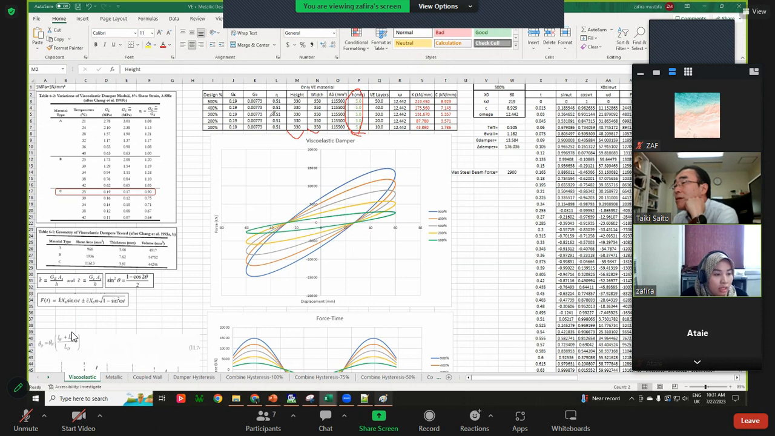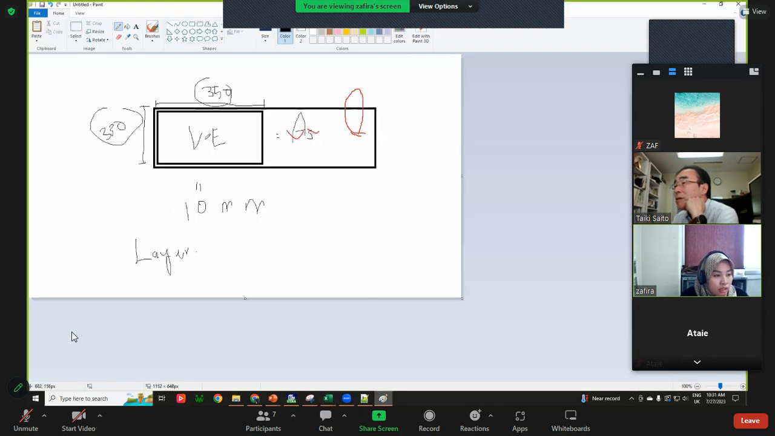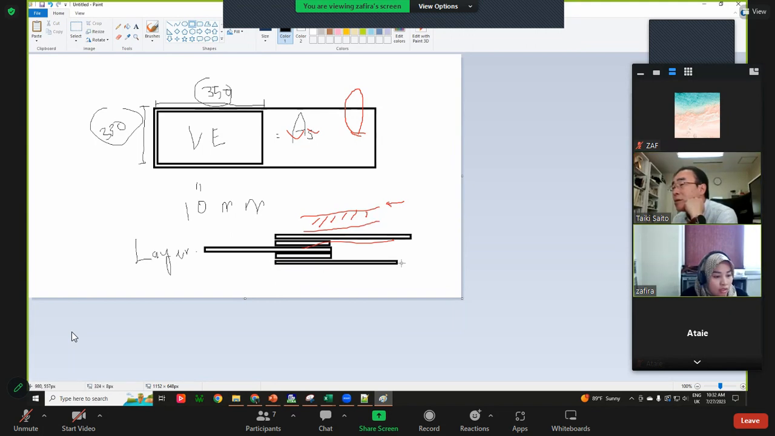It should be a little bit bigger than the viscoelastic. If I look at the section of this, there are many layers, right? It would be like this is steel plate, and this is viscoelastic. Yes, it would be like this. And then there's another viscoelastic, and then another steel plate.